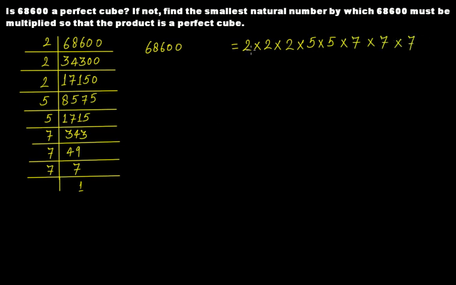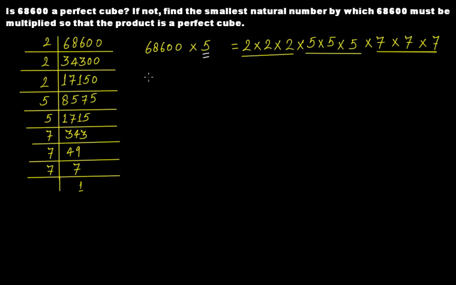Okay, since we have 3 prime factors but only 2 and 7 are present 3 times each, 5 is not present 3 times. So in order to make it 3 times, we'll multiply by 5. Now it is 3 times, so you'll have to multiply this side also by 5. Now it's a perfect cube. And what's that smallest natural number? That smallest natural number by which you will multiply 68,600 is 5.